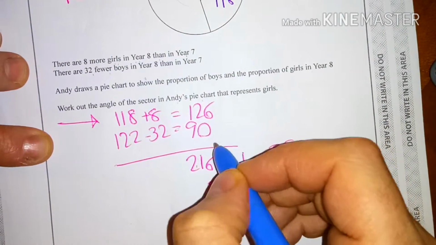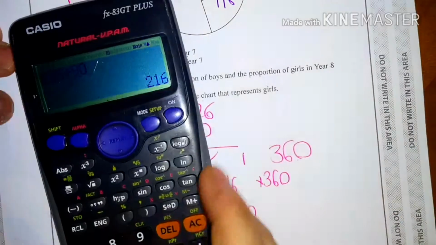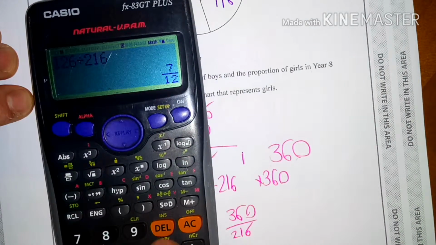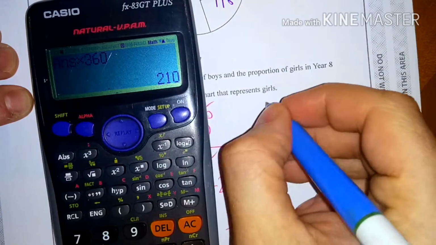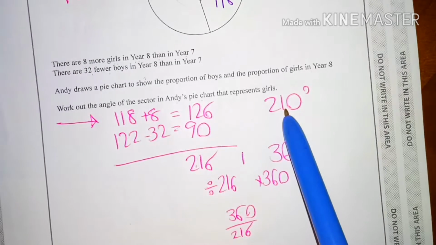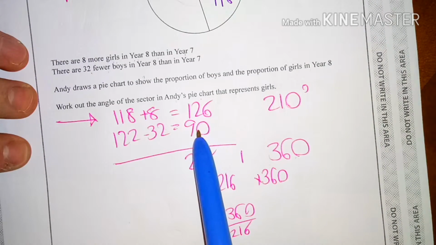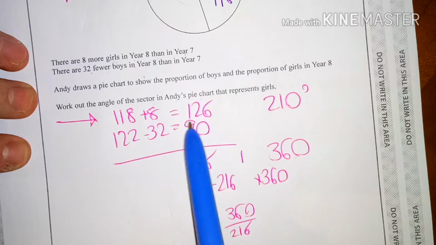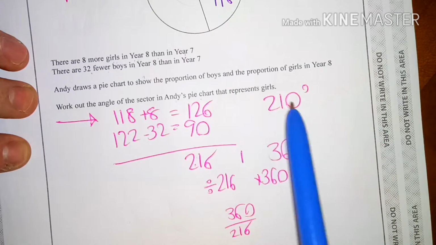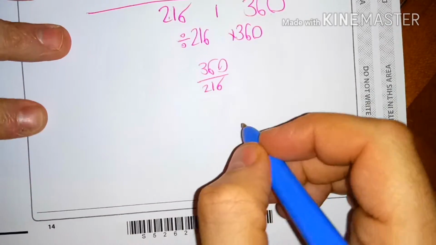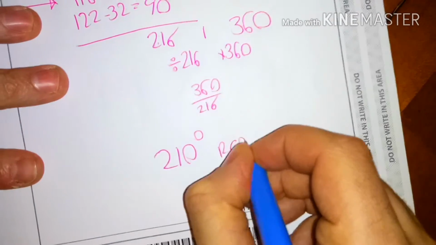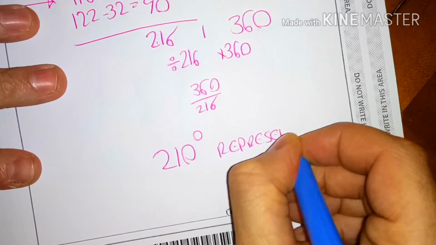So I'll do 126 divided by 216, and I'll times that by 360. My answer is 210. So it's going to be 210 degrees. Let's just see if that makes sense. 90 is a little bit less than 126. So you think half is going to be 180. That's a little bit more, so it works out proportionally. So let's just make it clear. 210 degrees represents girls.